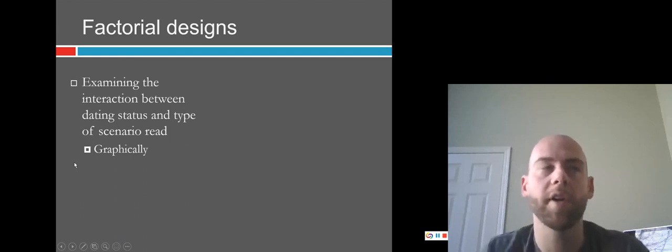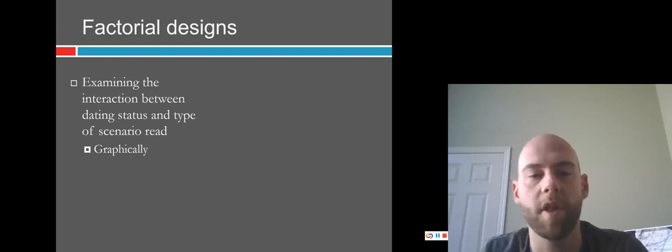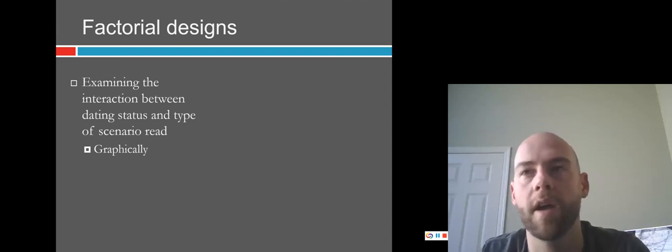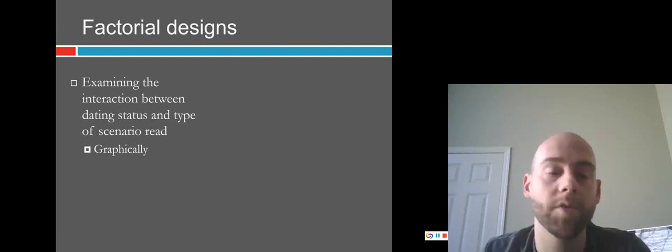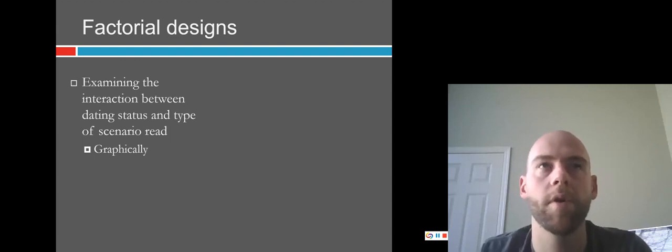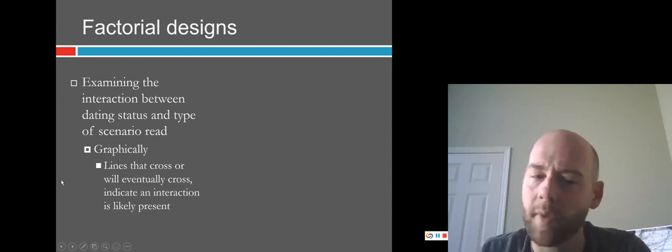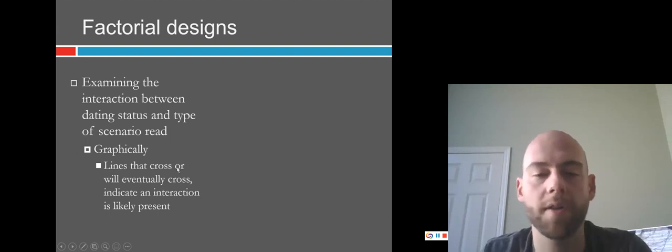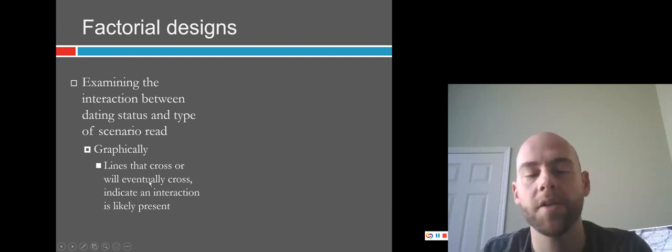To actually figure out what an interaction is like, you need to do some follow-up things, like looking at figures and doing post hoc tests or contrasts, or looking at simple effects, for example. The most straightforward thing, I think, is looking graphically at your data. And when you're doing this with line graphs, you have an easy rule of thumb: if your lines are going to cross, or they have crossed, or they look like they would eventually, that tells you that there's probably an interaction going on.